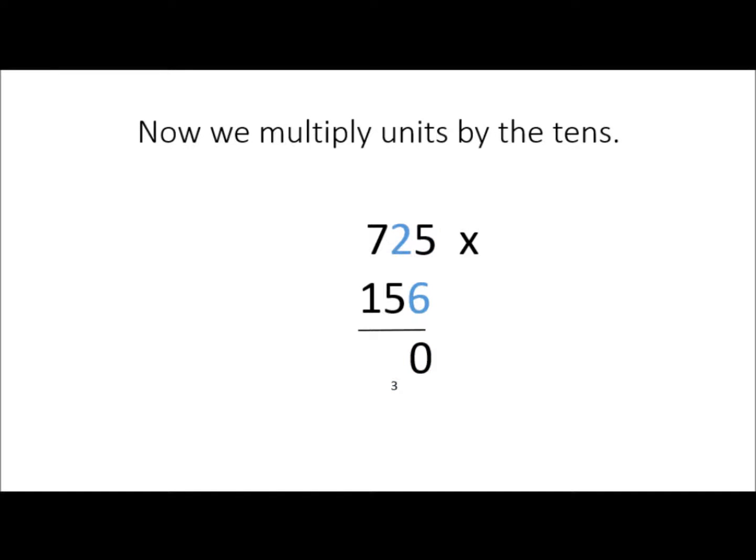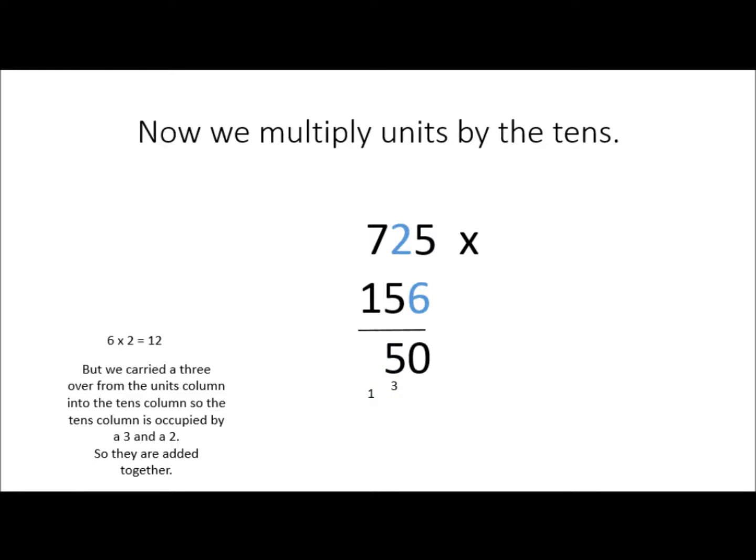Now we multiply the units by the tens. In this case, 6 times 2 is 12. But we carried a 3 over from the units column into the tens column. So the tens column is occupied by a 3 and a 2 at the same time. And since they can't both occupy the same column, we add them together. So 3 plus 2 is 5. So we write down the 5 and carry the 1.